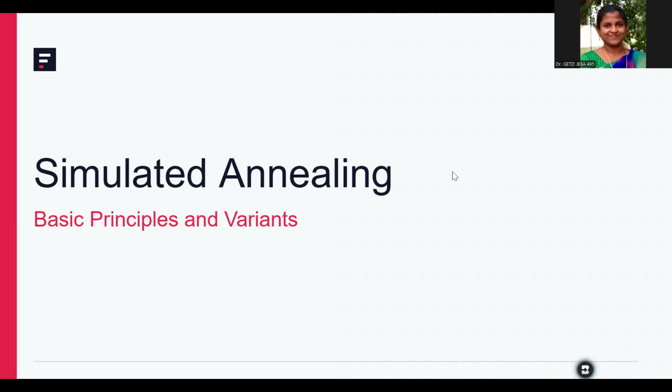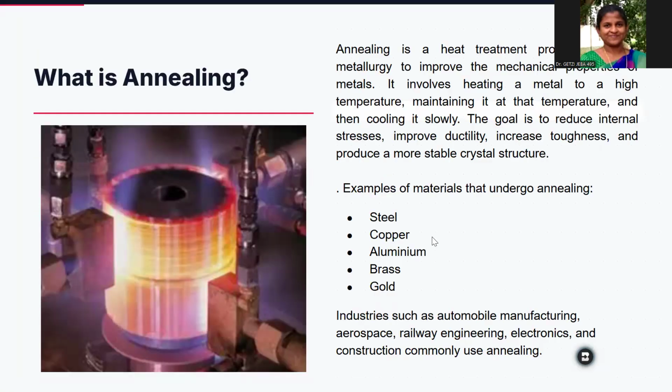By the end of this lecture, you will understand how simulated annealing is used in artificial intelligence, machine learning, robotics, cloud computing, and cybersecurity. So if you look at what annealing is, you could understand that it is a heat treatment process used to improve the mechanical properties of metal. It involves heating the metal to a high temperature, as red hot as you see here in the picture, and after that it is cooled down very slowly.